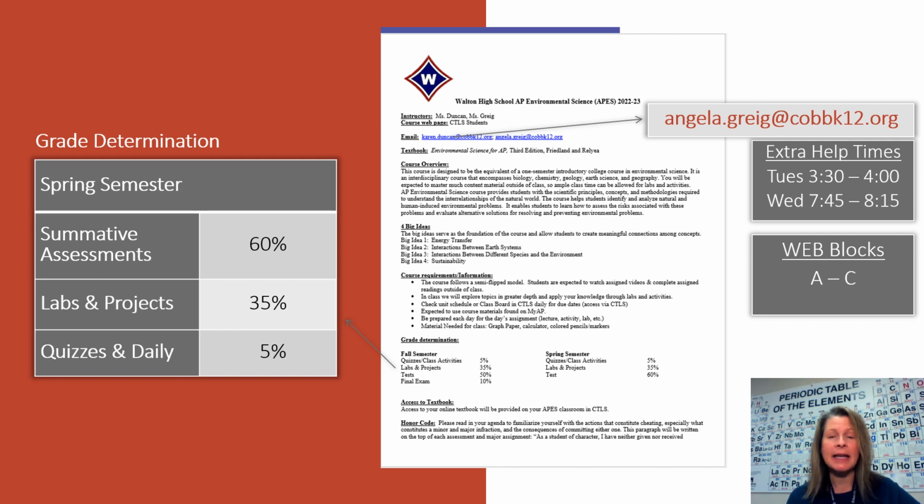Our syllabus is the same as what we used in the fall, but note that the grade weights have changed for the spring, and that's because we're an AP class and so we don't have a final exam. So what we've done is increased the summative assessment category to make up for that loss of the final exam, so that's now moved from 50% in the fall, so tests now count 60% of the final grade in APES.